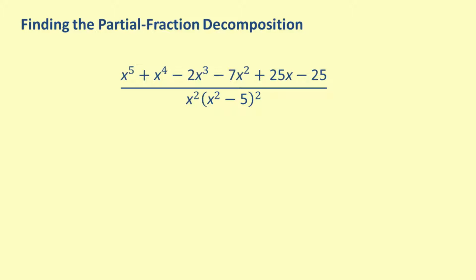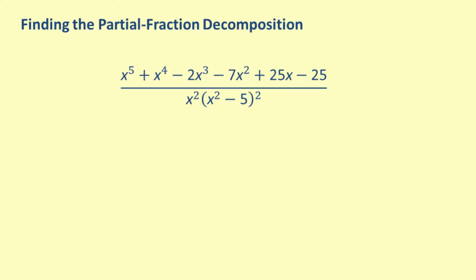Let's try an example. We will find the partial fraction decomposition of a rational expression with a numerator of x to the fifth power plus x to the fourth power minus 2x cubed minus 7x squared plus 25x minus 25, and a denominator of x squared times the quantity x squared minus 5 squared.